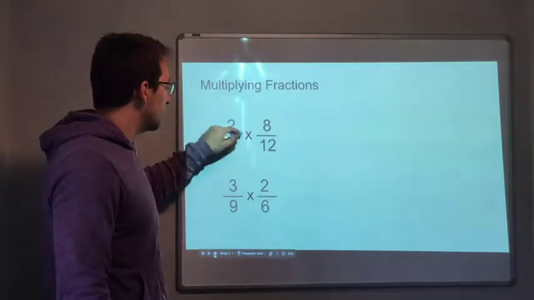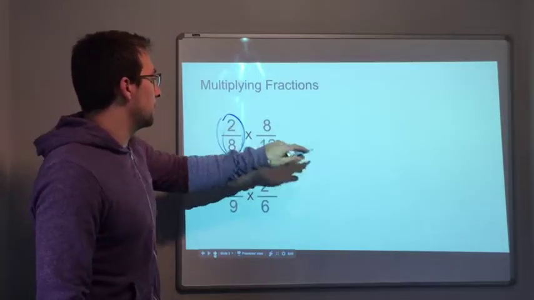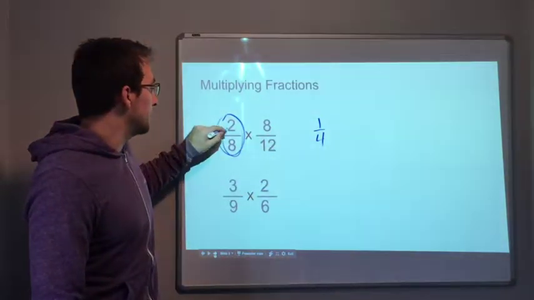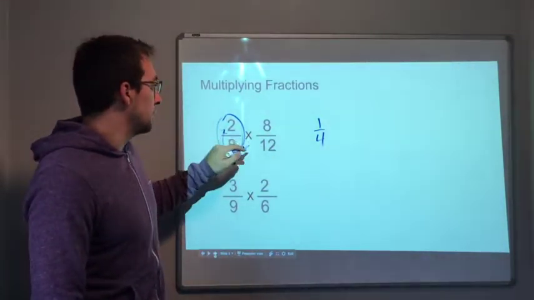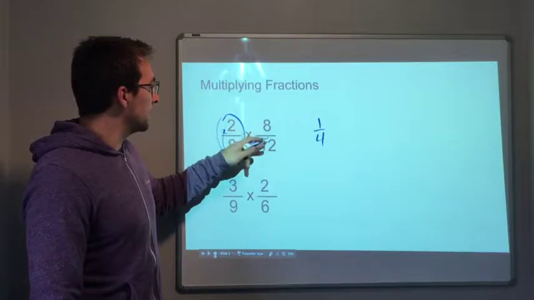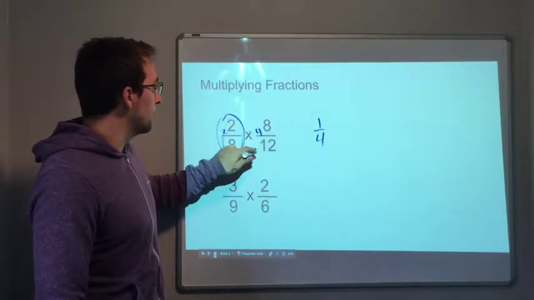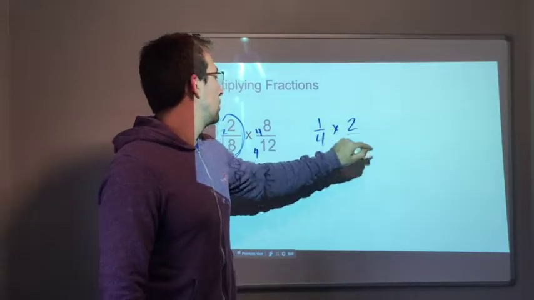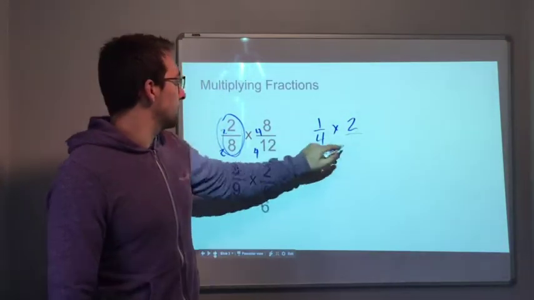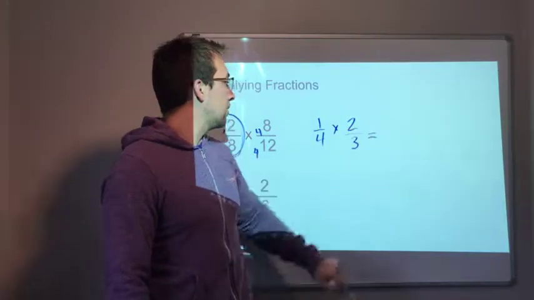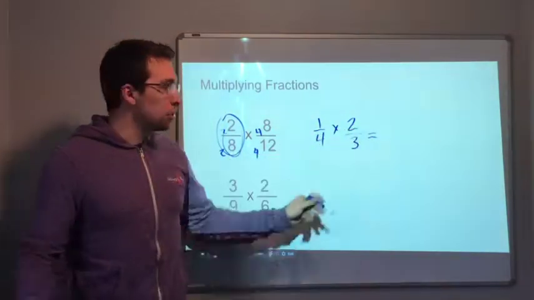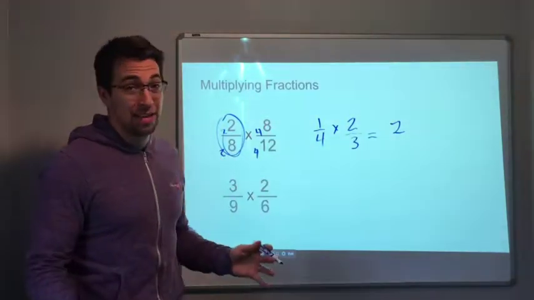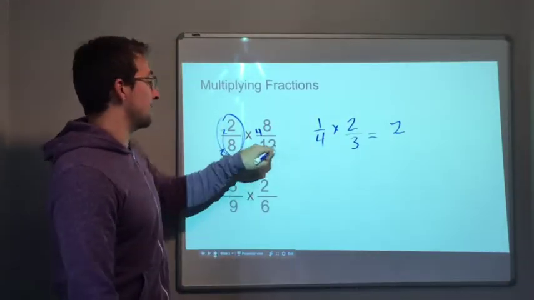It'll be easier. Okay, so we'll take 2 over 8. Well, that's 1 over 4, right? Divide 2 by 2, divide 8 by 2. Great. And then, this common factor of 4: 8 divided by 4 is 2. 12 divided by 4 is 3. Okay, so check this out. 1 times 2 is 2. 4 times 3 is a whole lot easier to deal with than 8 times 12.